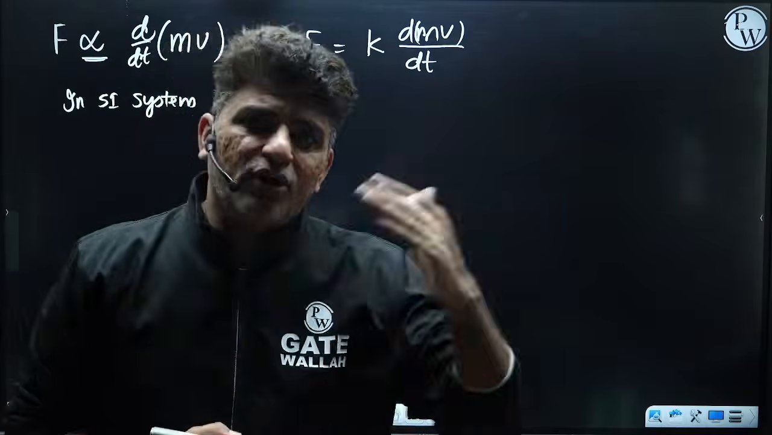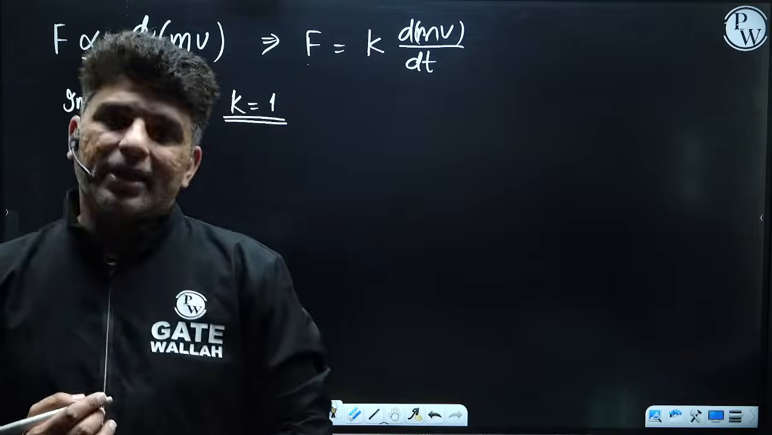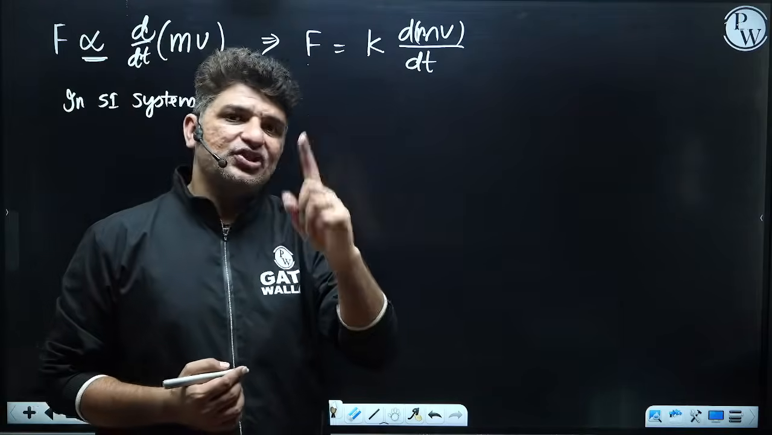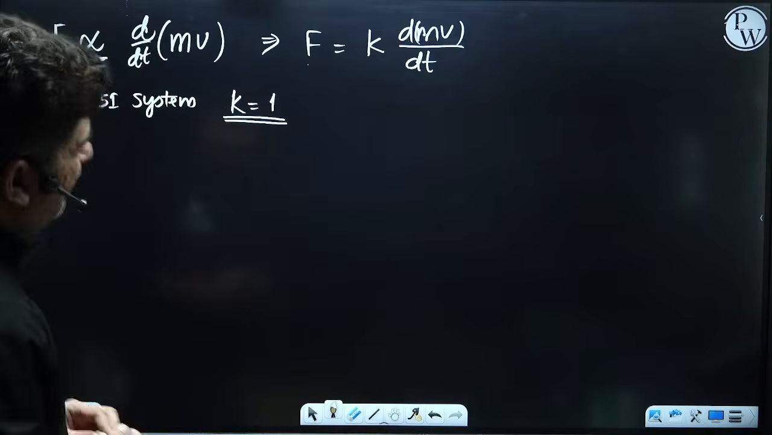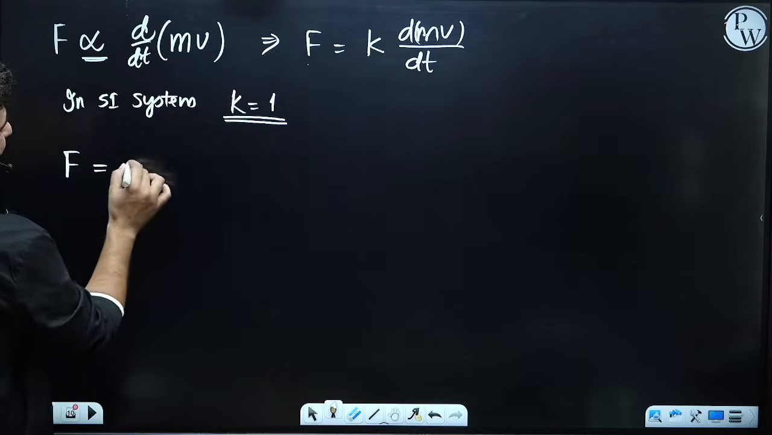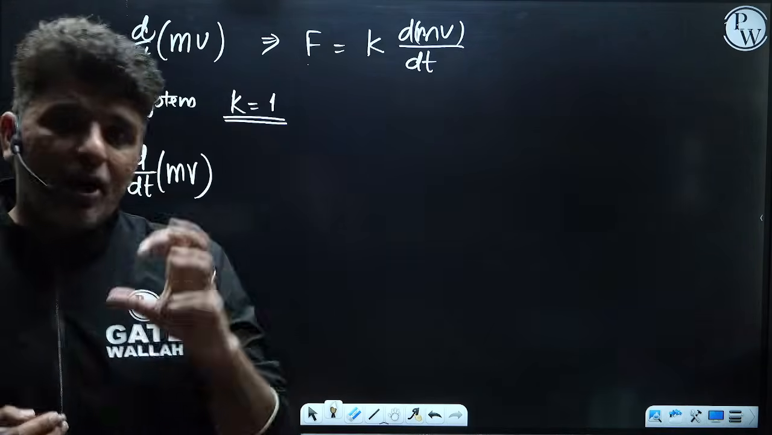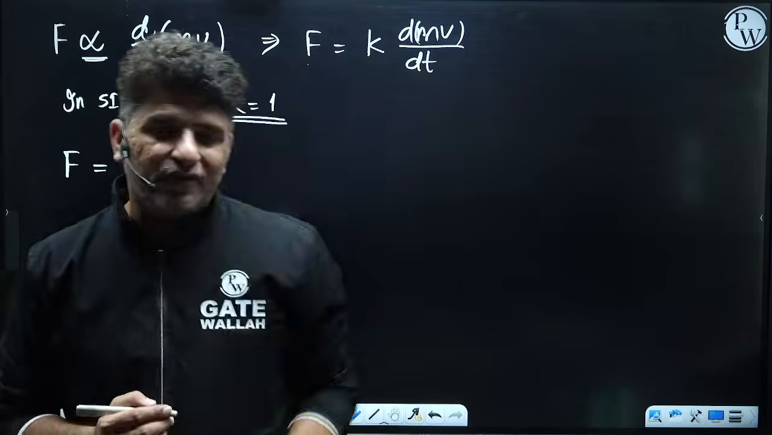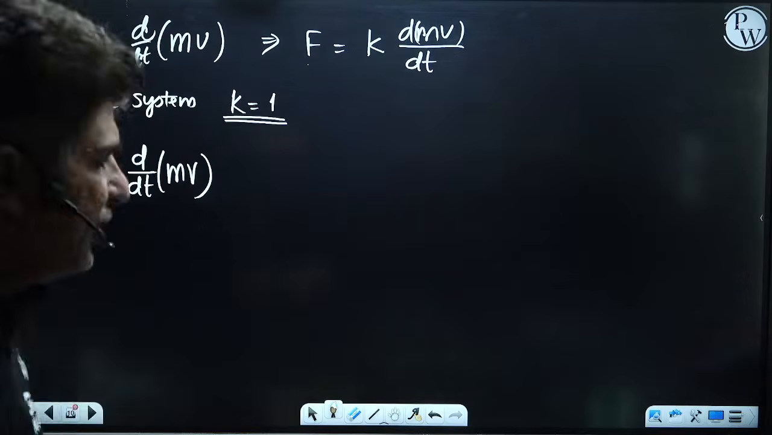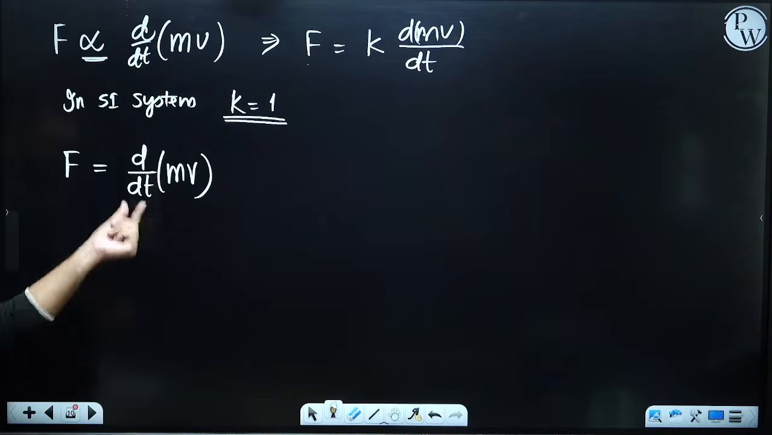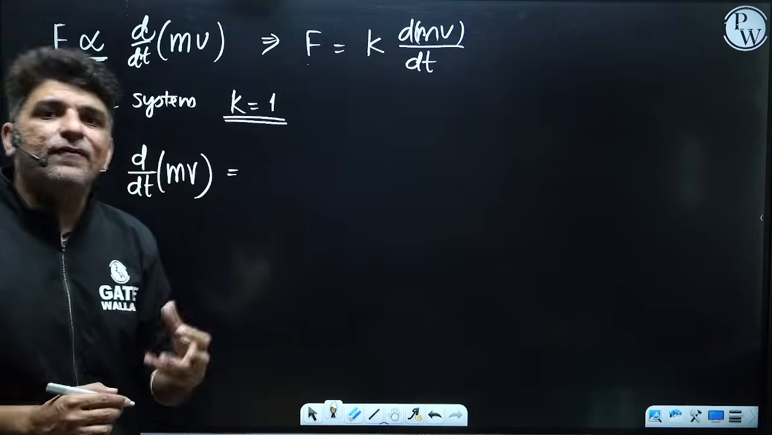In case of the MKS system or FPS system, the value of K is different, because there the value of force will change accordingly. But in SI system, the Newton, which is 1 Newton, is adjusted in such a way that K comes out to be 1. So in SI system, you can write that force is directly proportional to the rate of change of linear momentum of the body. Now here we have two objects: one is the air and the other is the fuel. For both of these we are going to see the change in linear momentum. This can be written as d by dt of mv, the rate of change of linear momentum.